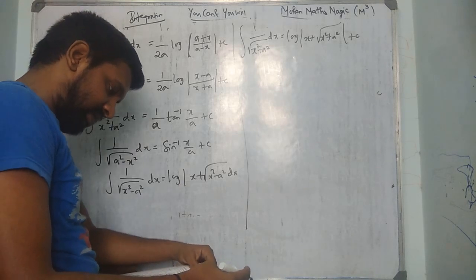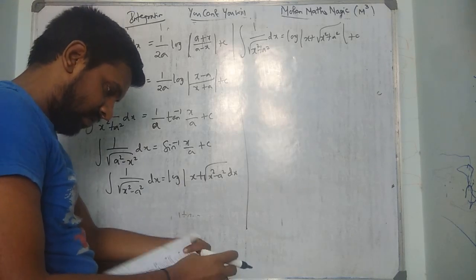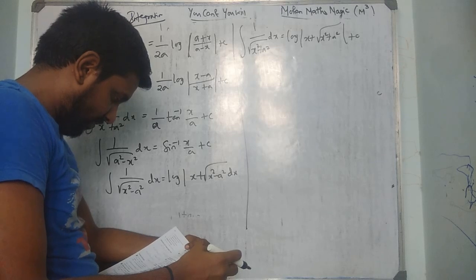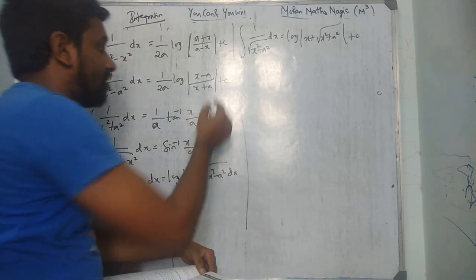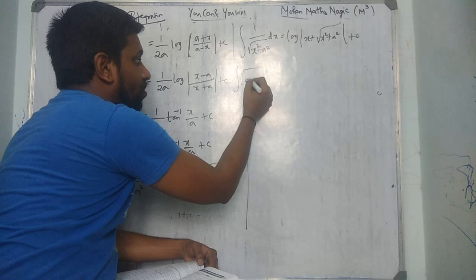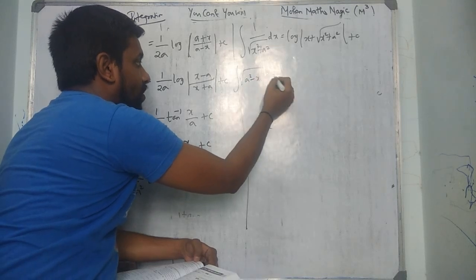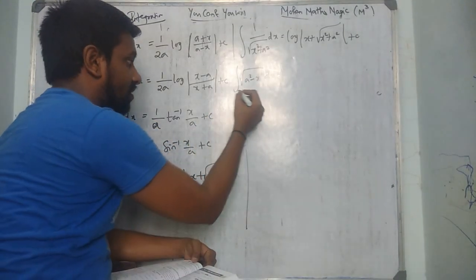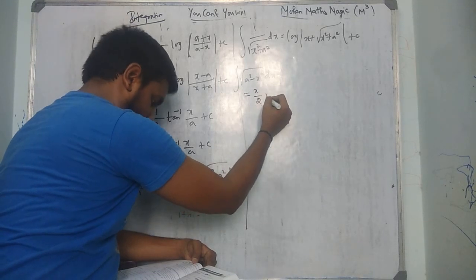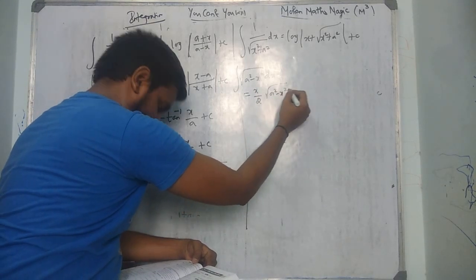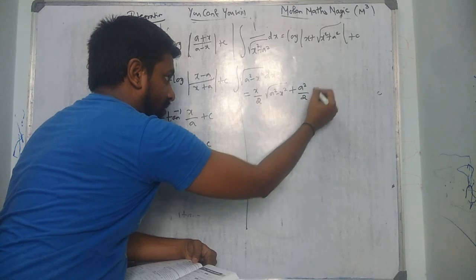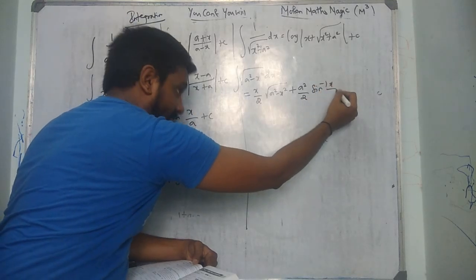Next, a very important thing is the integral of the square root, where there is no fraction. The integral of the square root of a square minus x square is x upon 2 root over a square minus x square plus a square upon 2 sine inverse x upon a.